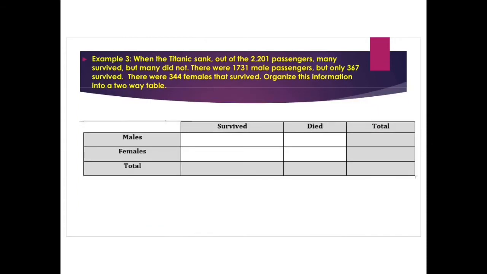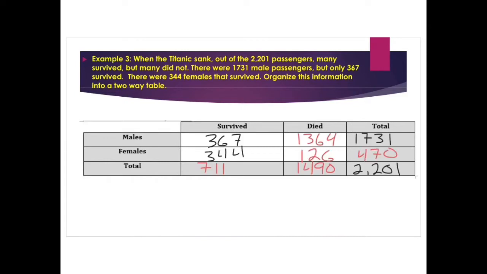All right, so our setup for our question here is when the Titanic sank, out of the 2,201 passengers, some survived and some didn't. There were male passengers and female passengers, and I want you to take the information given to you in this example and go ahead and try and fill out your chart. And then when you're done, come back and say I did. So hit pause now, fill out our two-way table, and then come back and check your answers.